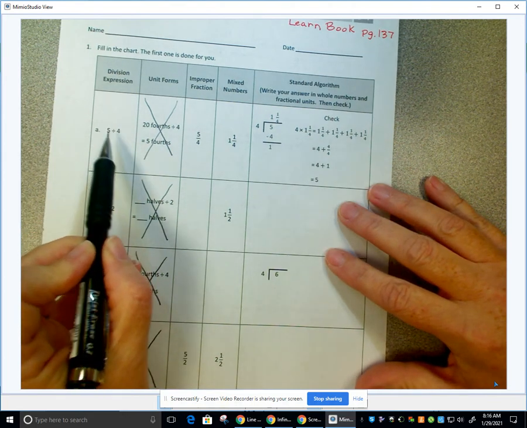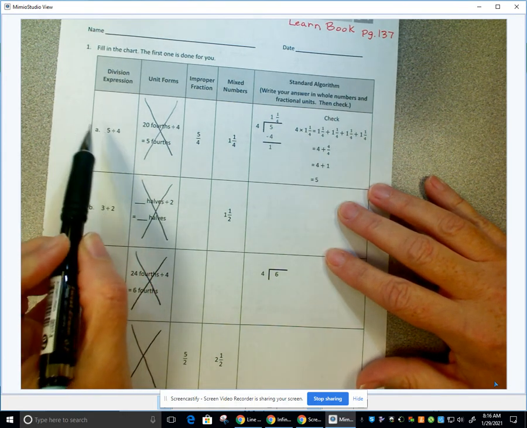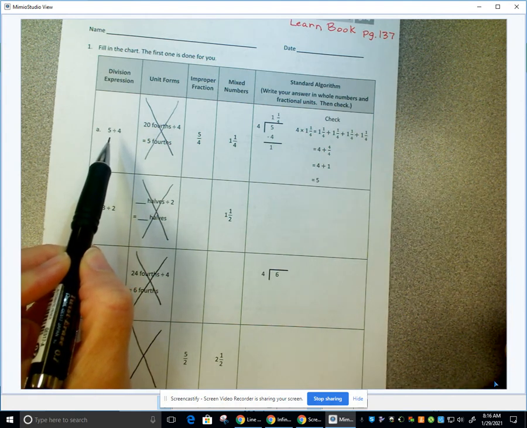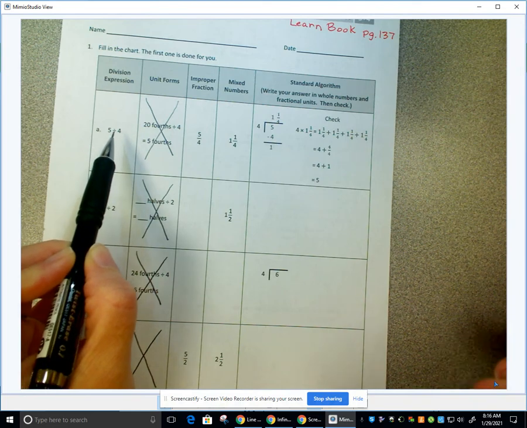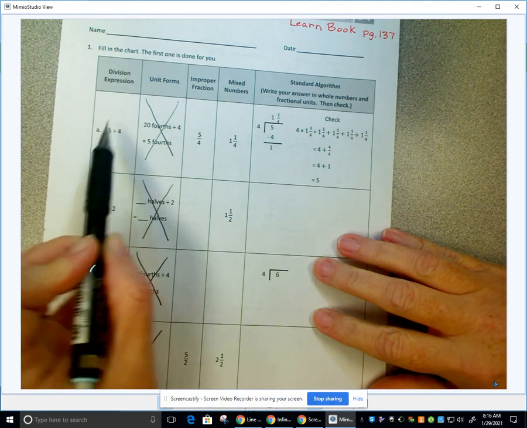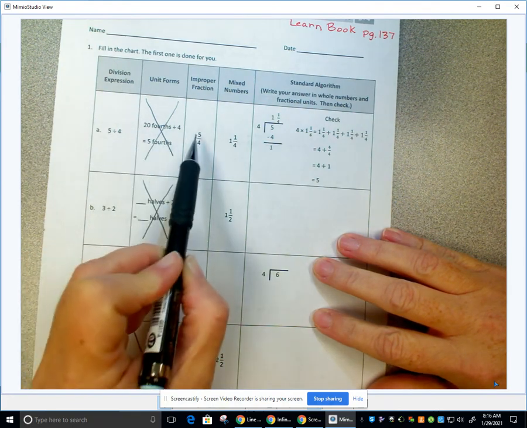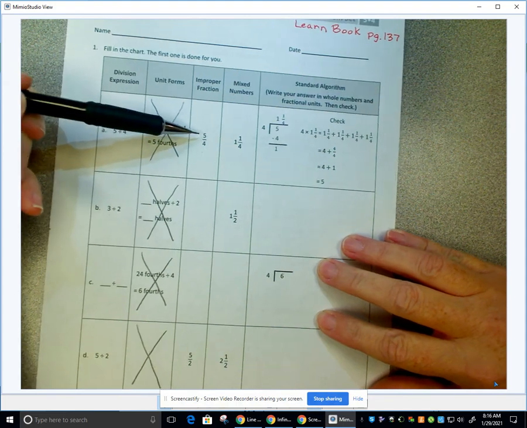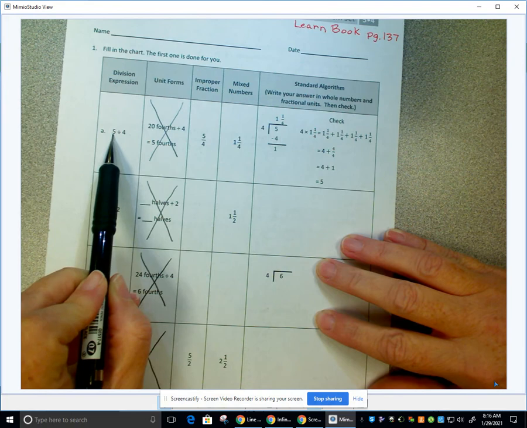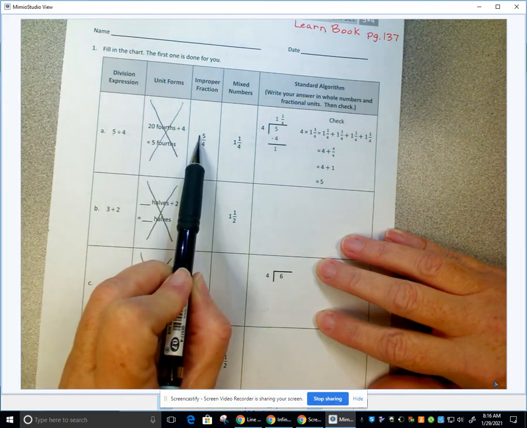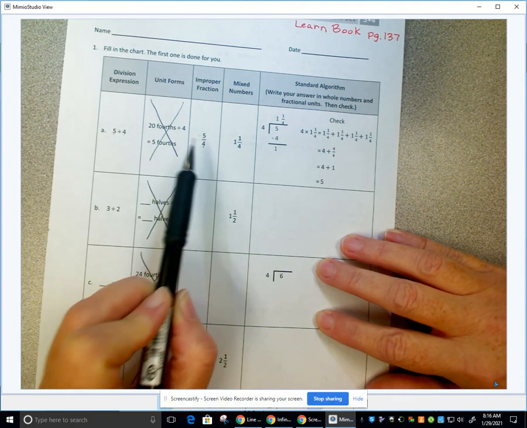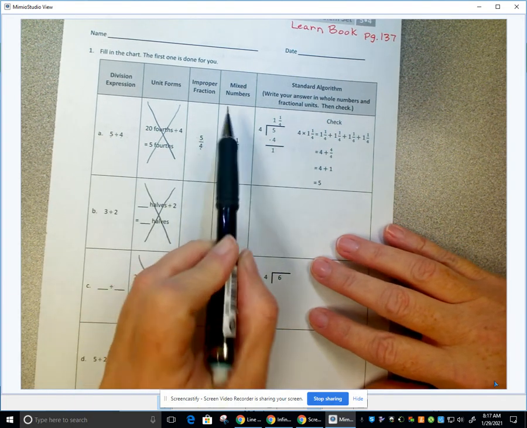On A, we've got 5 divided by 4. And remember, we learned yesterday, or in our other lesson, that you could write division as a fraction, and fractions can be written as division. You'll notice what they did with that. They wrote 5 divided by 4 as an improper fraction. This still means 5 divided by 4. The first number becomes your top number, which we call the numerator. The second number becomes your denominator on the bottom. And then they turned that into a mixed number.